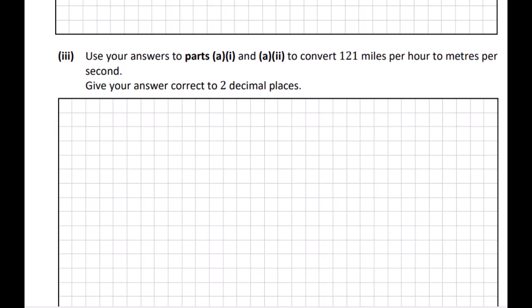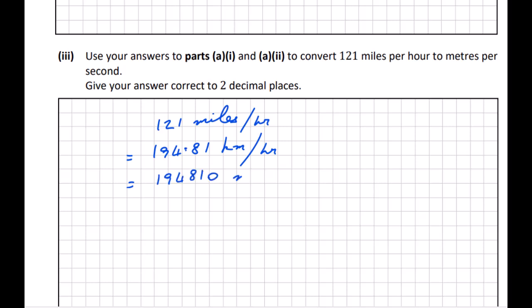Use your answers to part A1 and A2 to convert 121 miles per hour to meters per second. Give your answer correct to 2 decimal places. So we started with 121 miles per hour. That's equal to 121 miles is 194.81 kilometers per hour. Now we've got to convert kilometers to meters, so there are 1,000 meters in a kilometer, so we've got to multiply by 1,000, so it's 194,810 meters per hour. So all I've done at this stage is converted the miles to kilometers to meters, the top part of this fraction here.